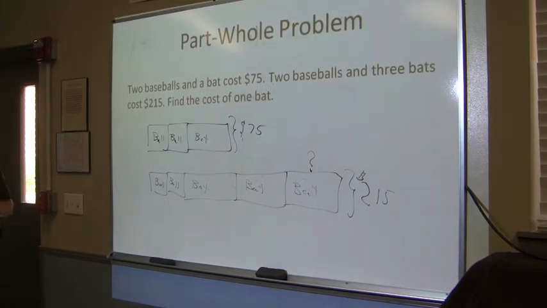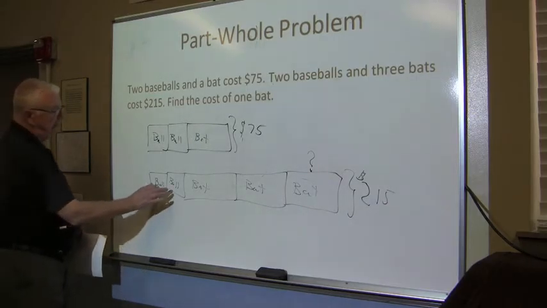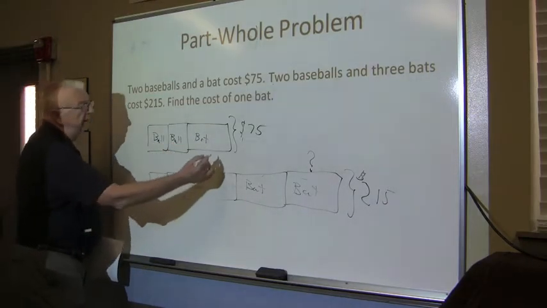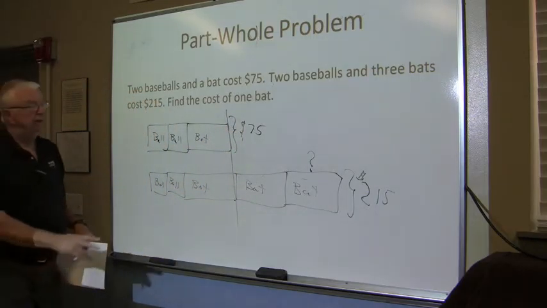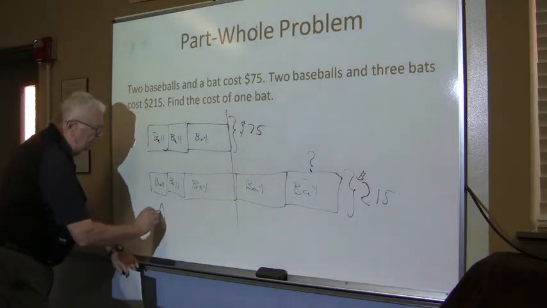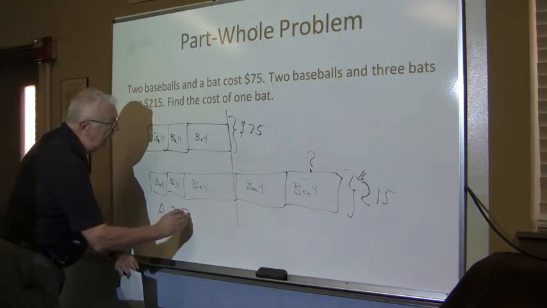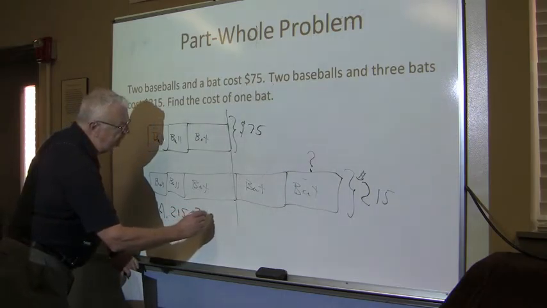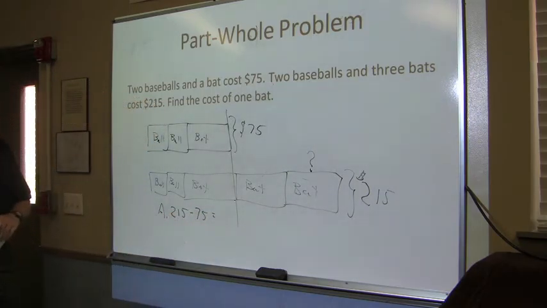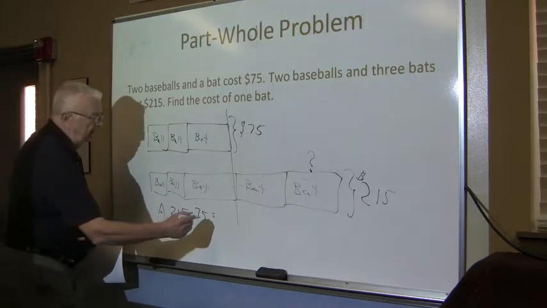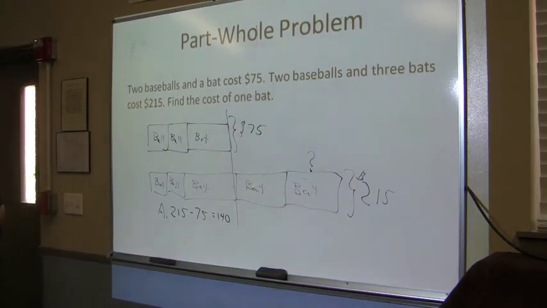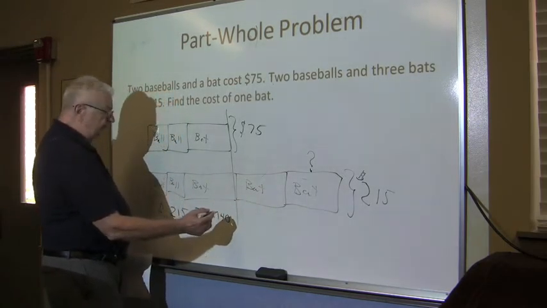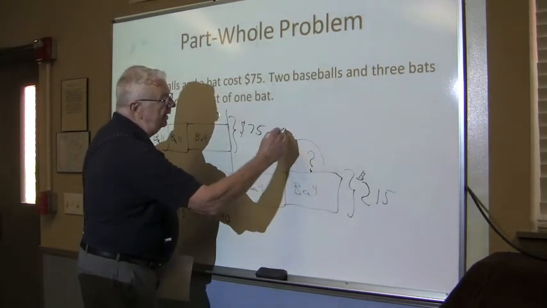All right, now you're ready to do the computation. We notice we have 2 balls and a bat, the same thing here. So that's the units that are the same in both of them. So we can take away, from $215, we can subtract $75, and that comes out to be what? 140? Is that right? Okay. So $140. All right, now again, that actually is for this area here.